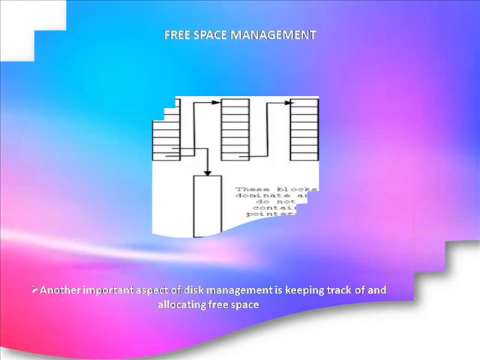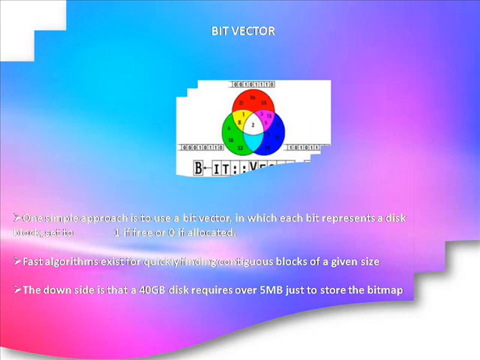Free space management. Another important aspect of disk management is keeping track of and allocating free space. Bit vector. One simple approach is to use a bit vector in which each bit represents a disk block, set to 1 if free or 0 if allocated. A fast algorithm exists for quickly finding continuous blocks of a given size. The downside is that a 40 GB disk requires over 5 MB just to store the bitmap.